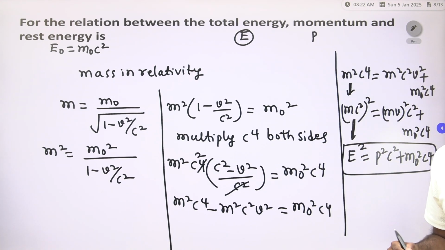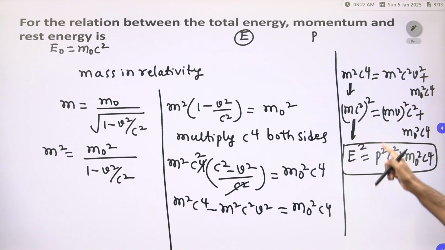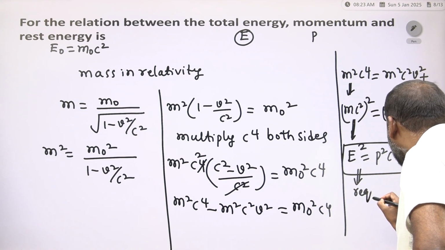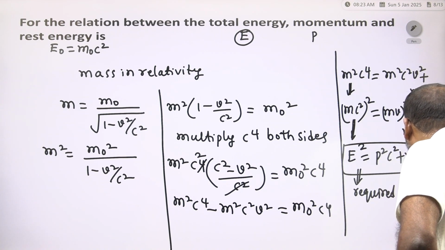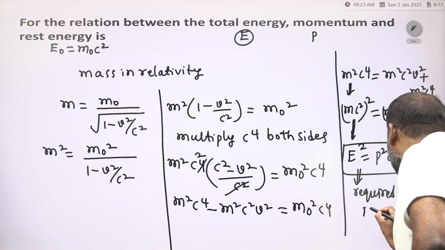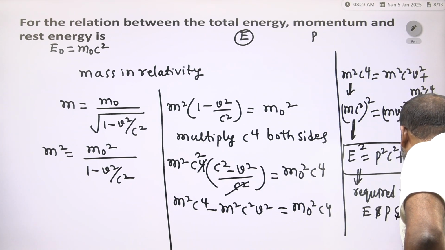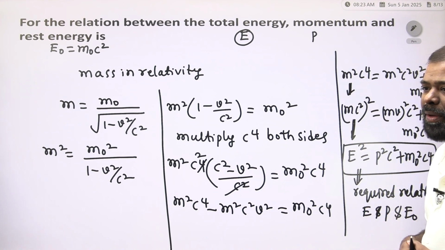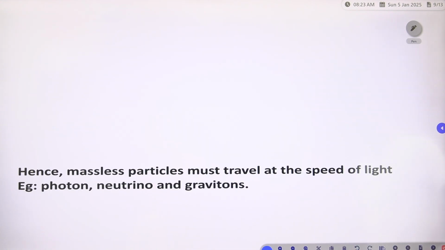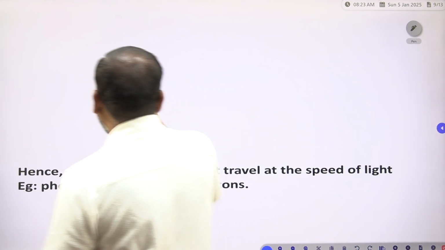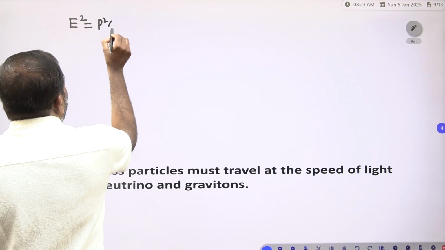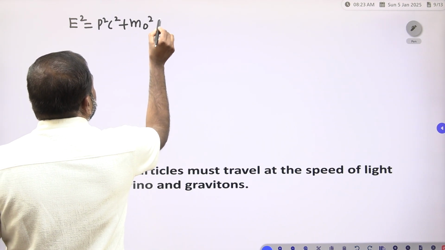Which expression is this? This expression gives the relation between total energy, momentum and rest mass energy. This is the required relation, and it is very important. Many times in competitive exams this question is asked. This is the relativistic energy equation: E square is equal to p square c square plus m naught square c power 4.